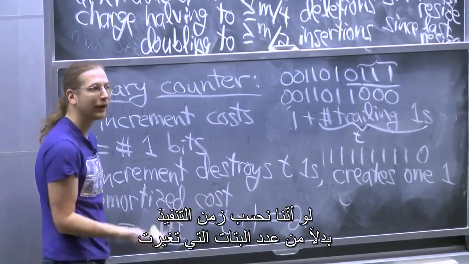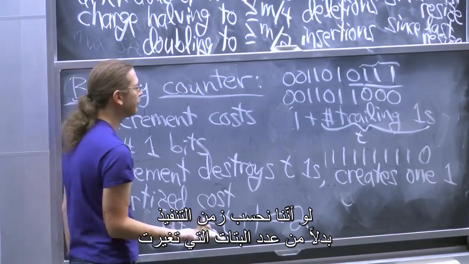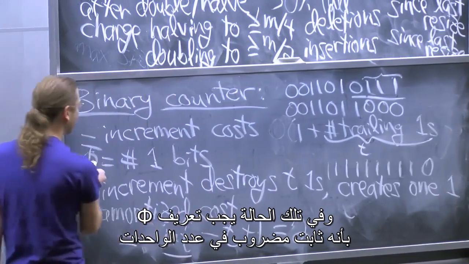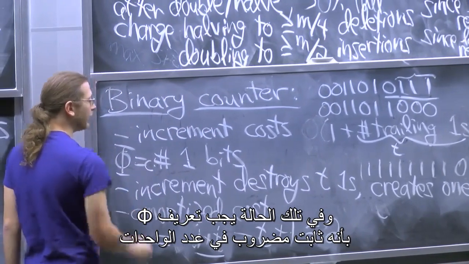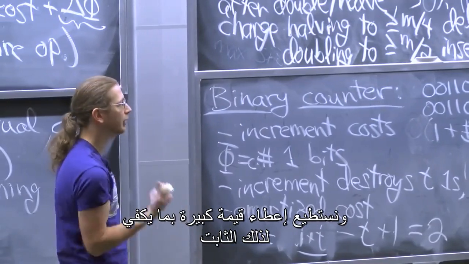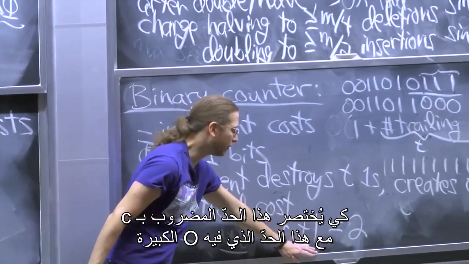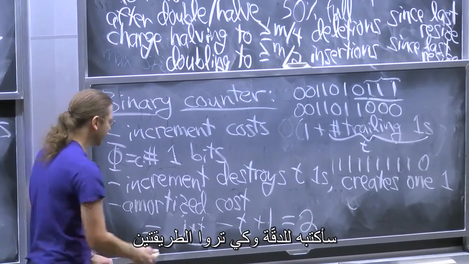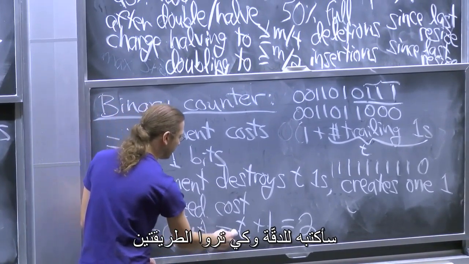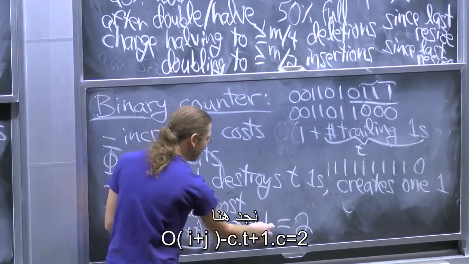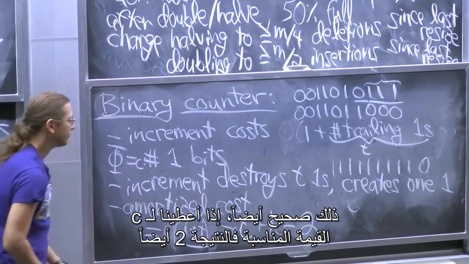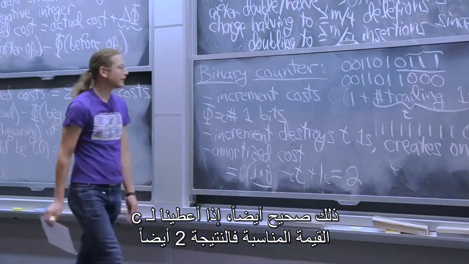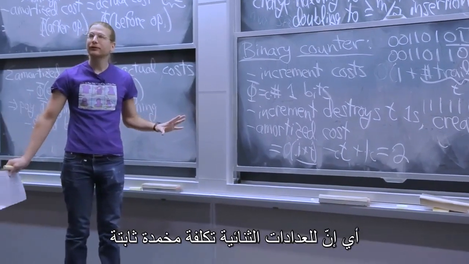Now, if you were measuring running time instead of the number of changed bits, you'd have to have a big O here. And in that case, you'd have to define phi to be some constant times the number of 1 bits. So you could still set that constant large enough so that this part, which is multiplied by c, would annihilate this part, which would have a big O. Okay, I guess I'll write it in just for kicks. But that's why you've seen both versions. This would be minus c times t plus 1 times c. So that would still work out. If you set c to the right value, you will still get 2. So binary counter is constant amortized per operation.